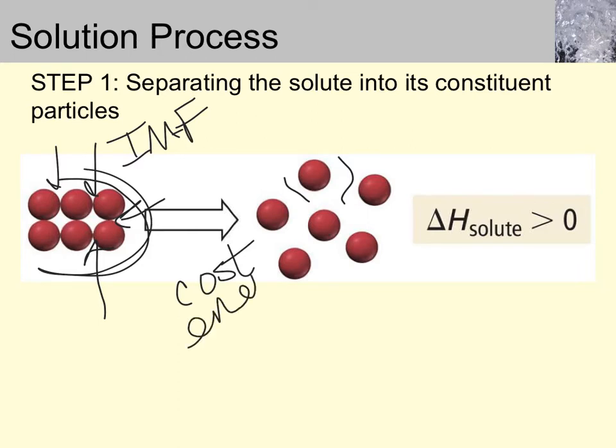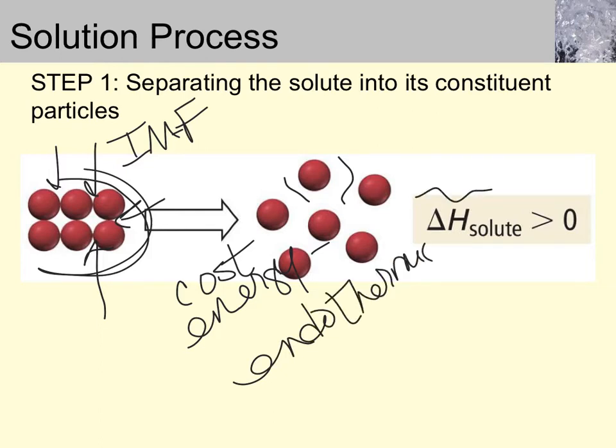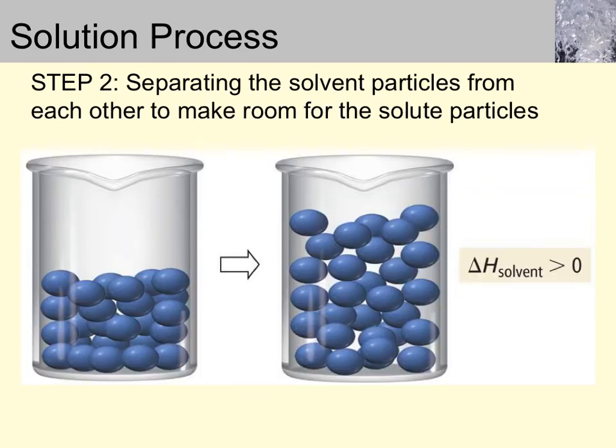So anything that absorbs energy or costs energy is called endothermic. I don't know if you remember from the little bit of thermochemistry you had, but if you have an endothermic process, mathematically it has a positive sign, greater than 0. All right, and now let's look at the next step.